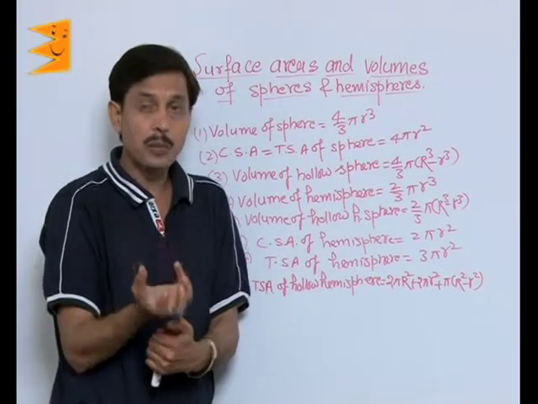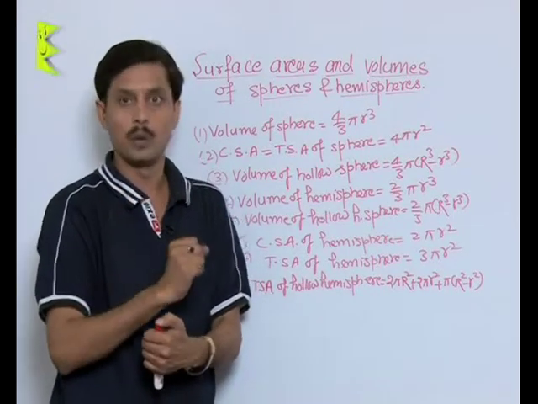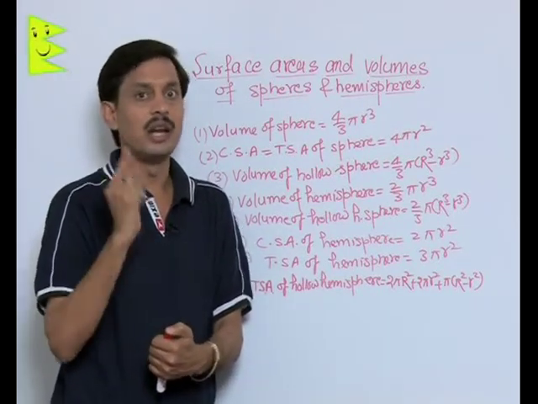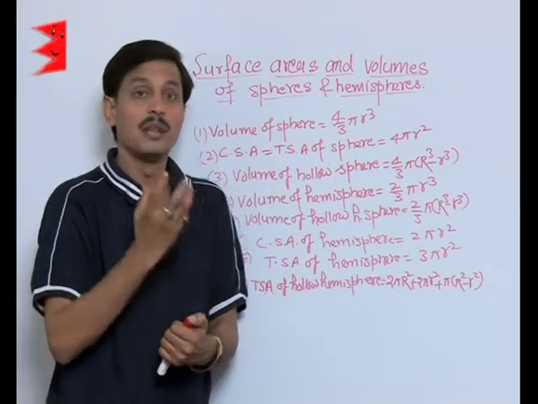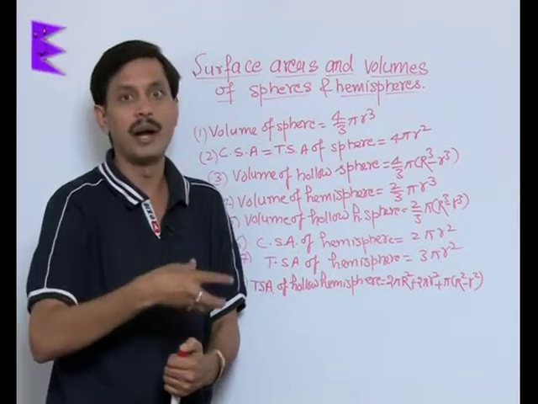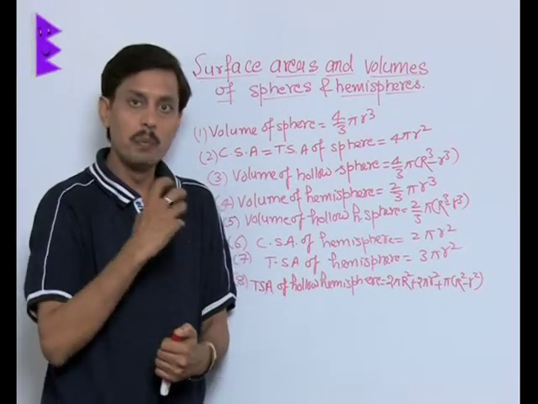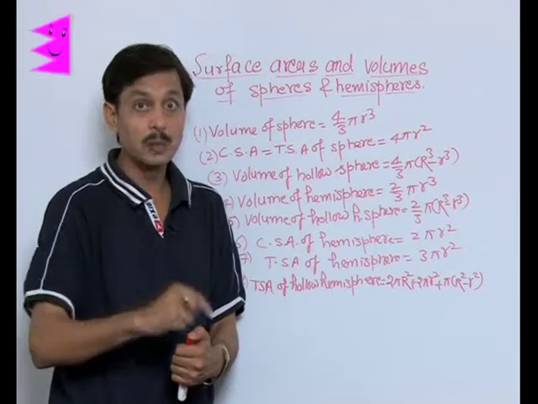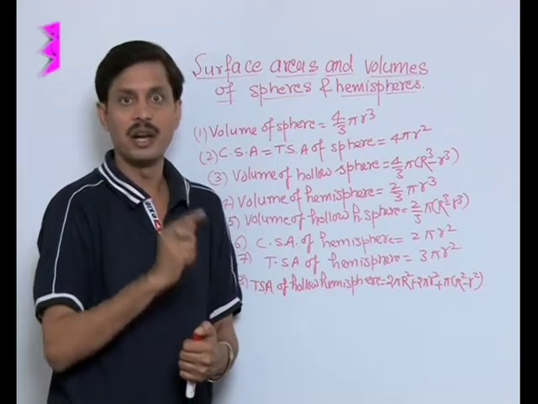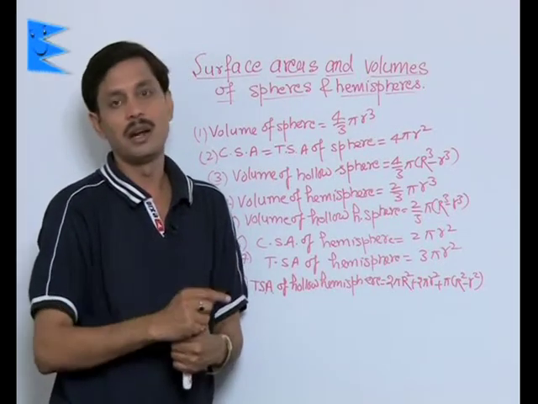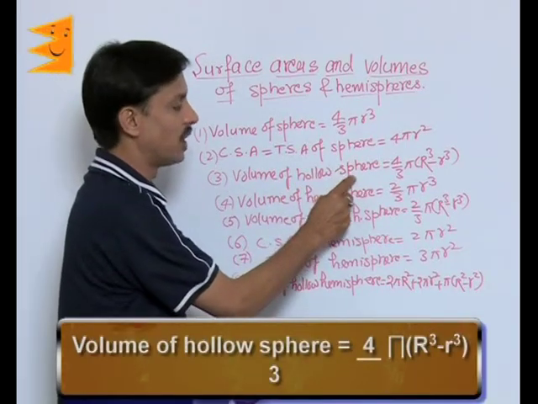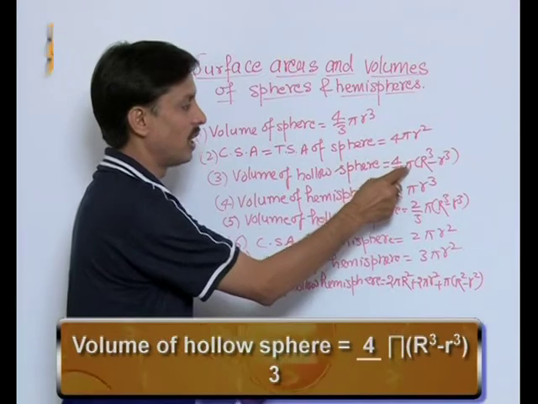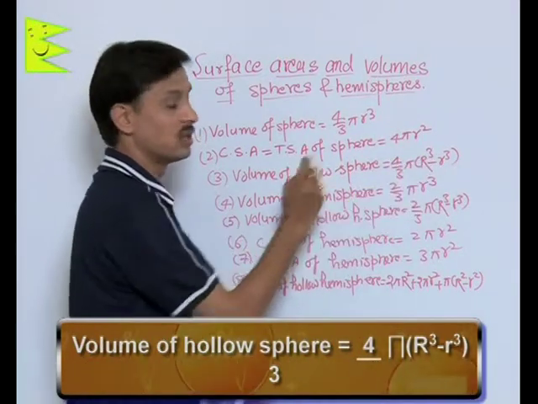If a spherical object is hollow, its external radius is capital R and its internal radius is small r, then the volume of material required to make the hollow sphere is given by: volume of hollow sphere is 4 by 3 pi, capital R cube minus small r cube.